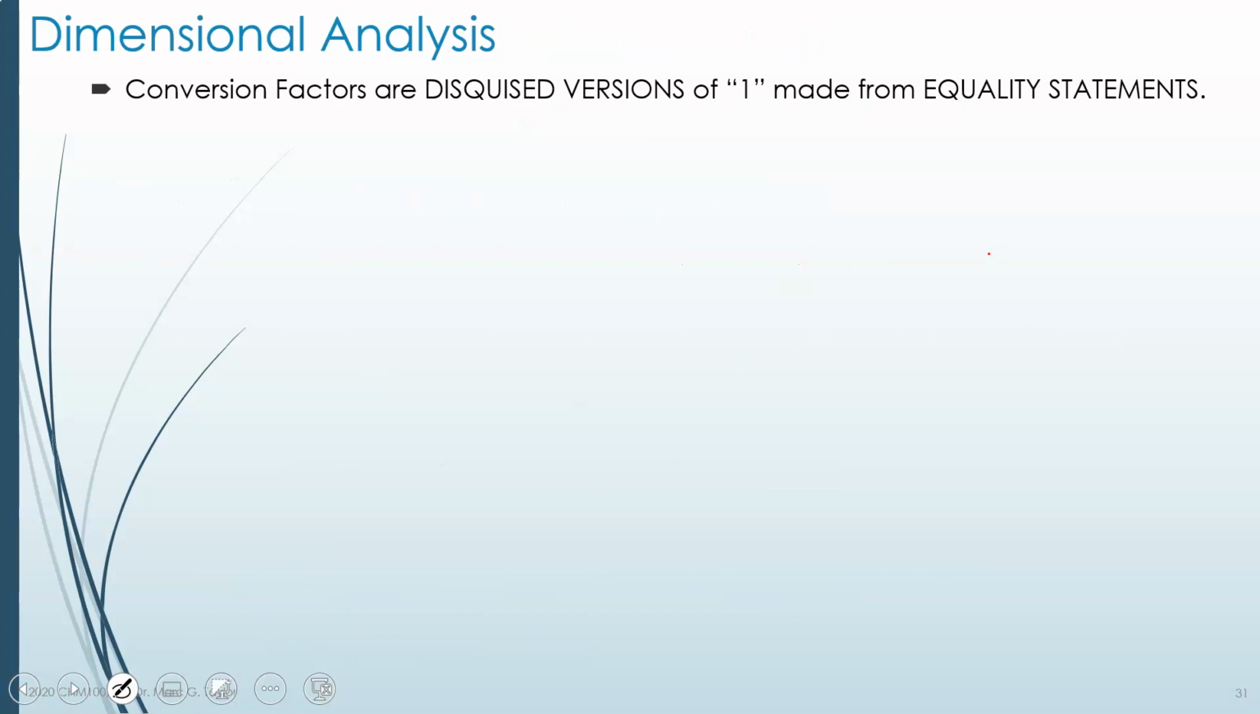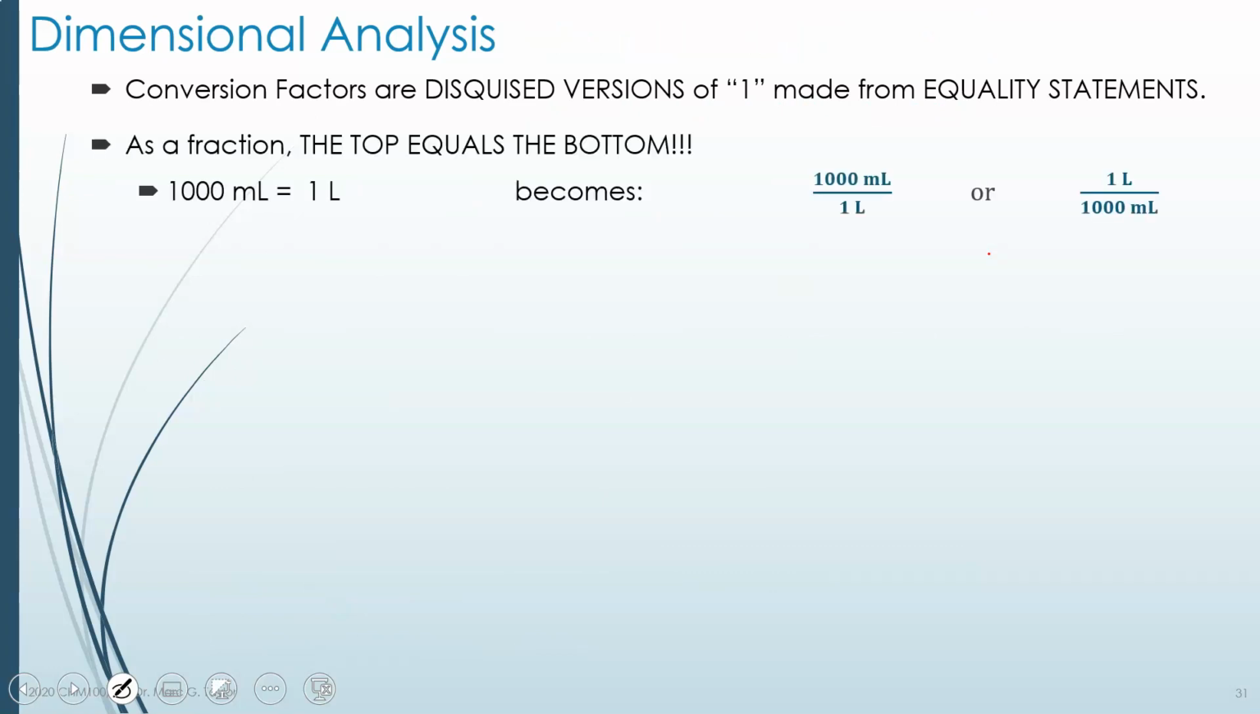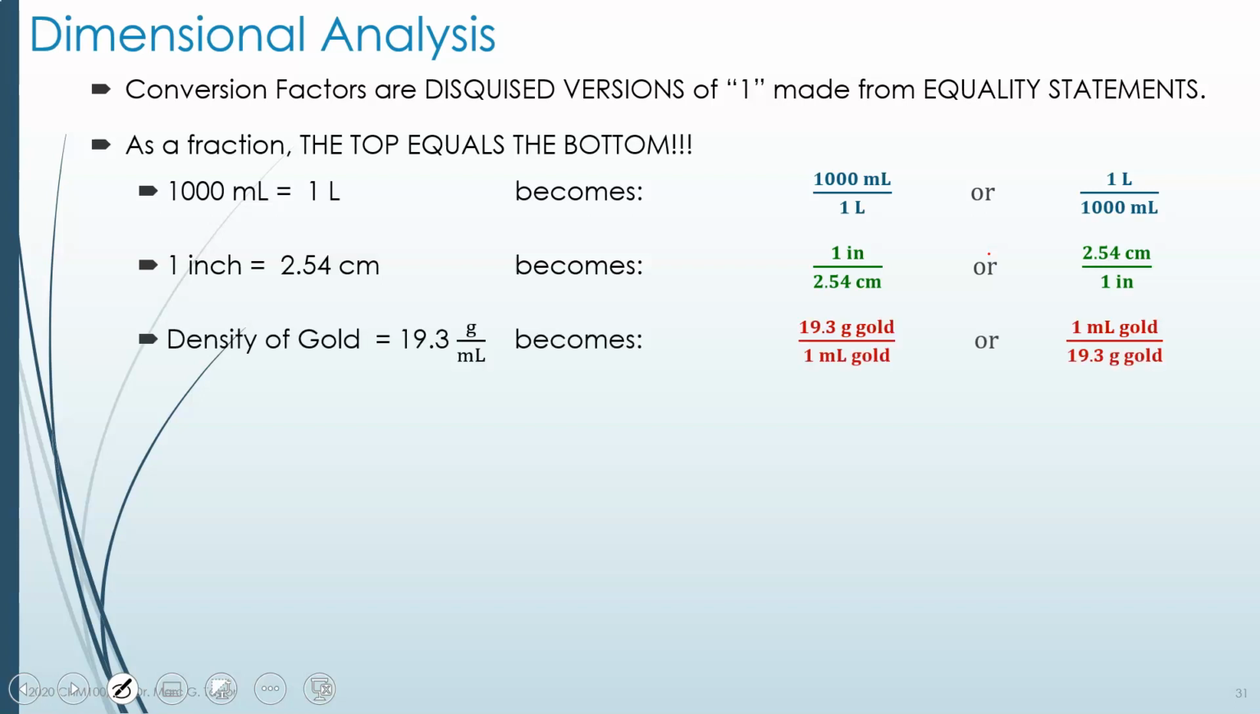So, as I mentioned, conversion factors are disguised versions of 1, so they're equality statements. If 1,000 milliliters equals 1 liter, then we know 1,000 milliliters over 1 liter is equal to 1, but we also know that 1 liter over 1,000 milliliters is also equal to 1. So we could use either one of these in some equation because these are just disguised versions of 1. An inch is exactly equal to 2.54 centimeters, so we can create two conversion factors for that.